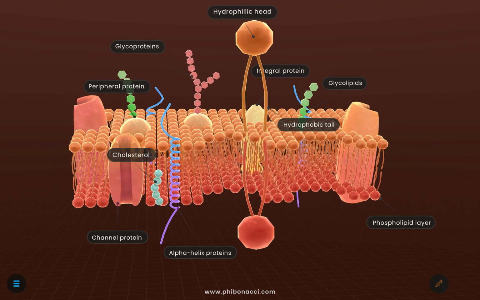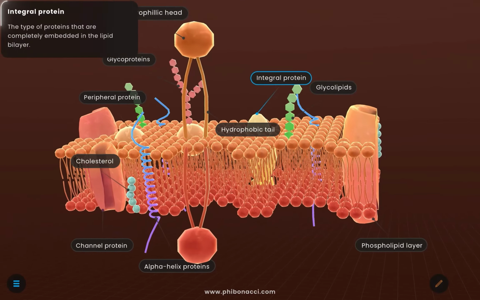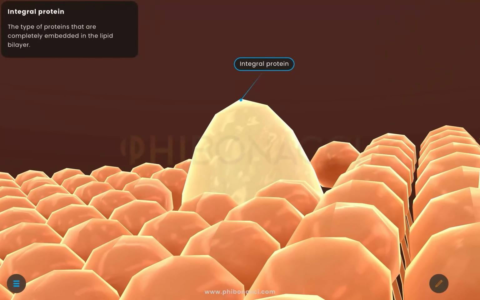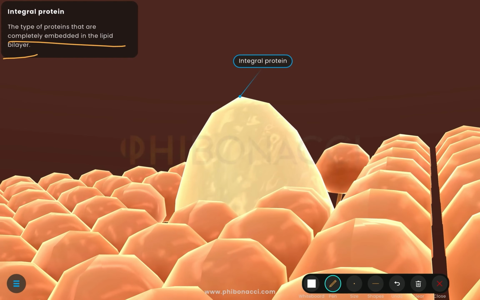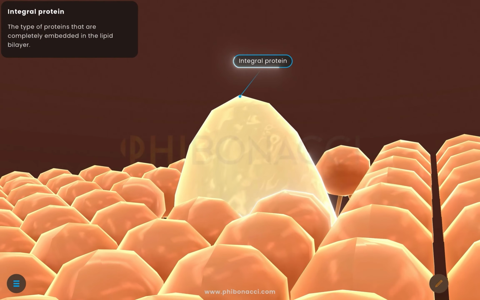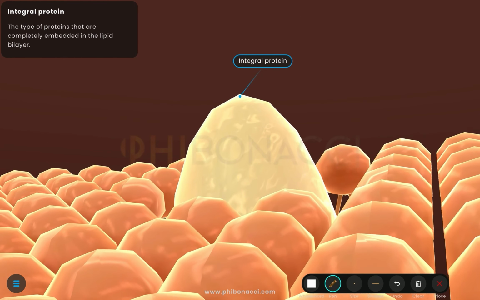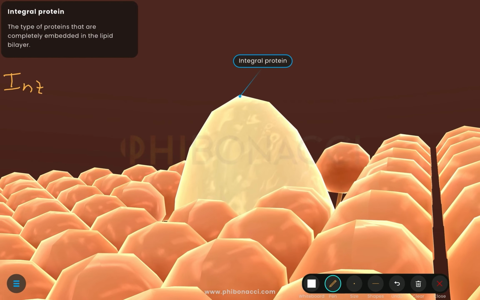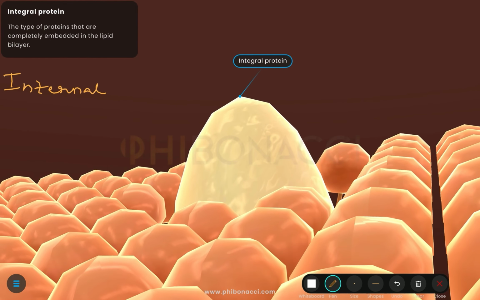So the first type of protein is called the integral protein. Integral, as the name suggests, is the type of protein that is completely embedded in the lipid layer. You can see here that it is completely embedded. It is also referred to as the internal protein. So, internal or integral is one type of protein of the cell membrane. Okay, right.